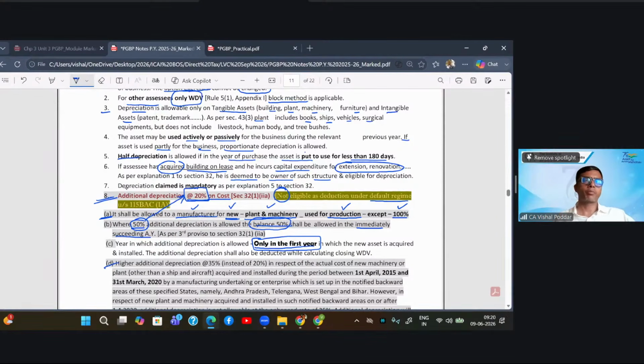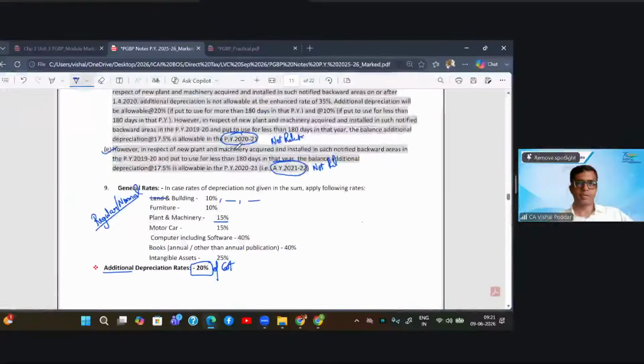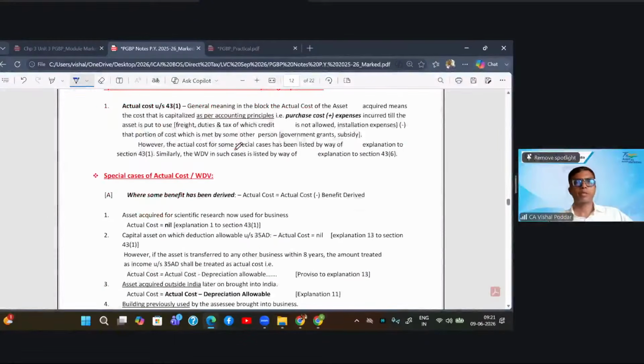And last most important point, depreciation has to be taken compulsorily. You cannot decide whether to take depreciation or not. Once you have an asset, in that year, the depreciation working has to be done compulsorily, and whatever depreciation you get as per income tax calculation, you have to claim it, right?